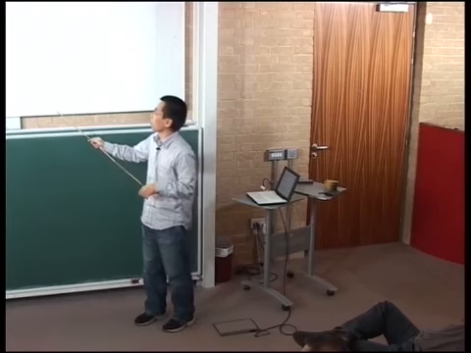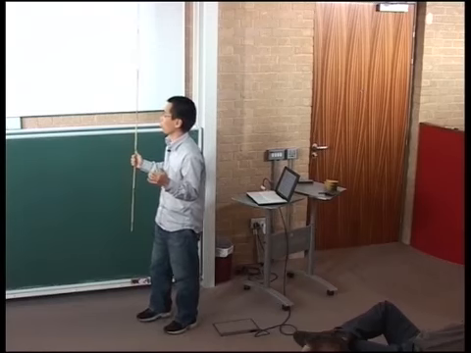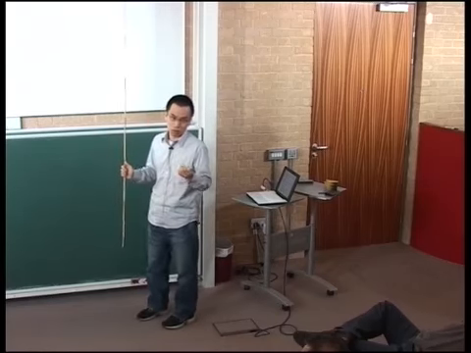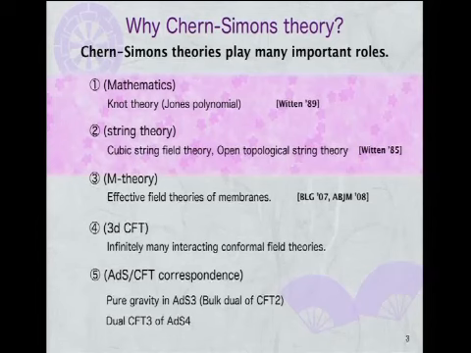In the context of M theory, Chern-Simons theory is also quite important because Chern-Simons theories can describe the interaction of the membrane, right? Which means that Chern-Simons theory is important to construct the effective field theory of the membrane. And Chern-Simons theory is also important as a 3-dimensional conformal field theory because it gives us infinitely many interacting conformal field theories.